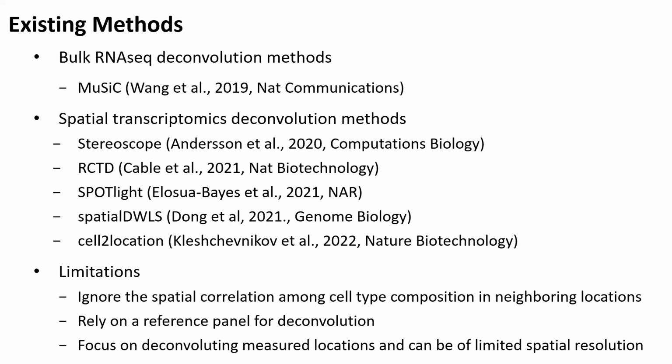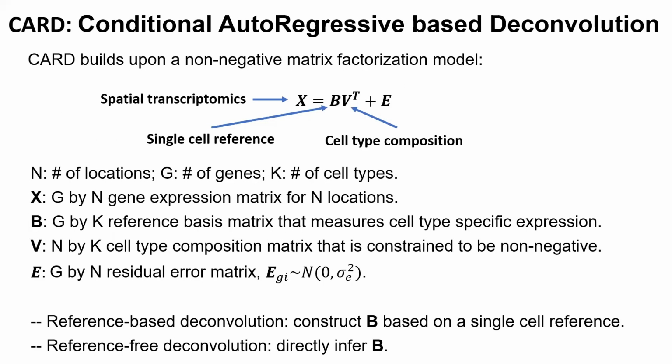But it turns out that you don't even need that single cell reference. If you only have your spatial transcriptomics data, for whatever reason, if you cannot find a match to the single cell, it's still fine. You can still use our method to do deconvolution. And finally, those methods all focus on deconvolution, and it turns out that our method can do much more than deconvolution.